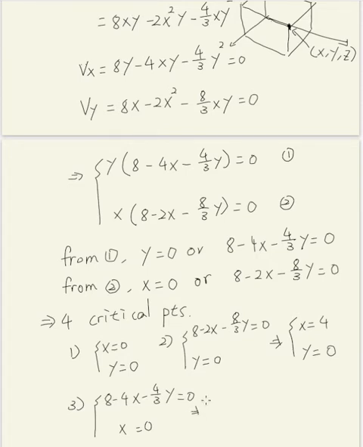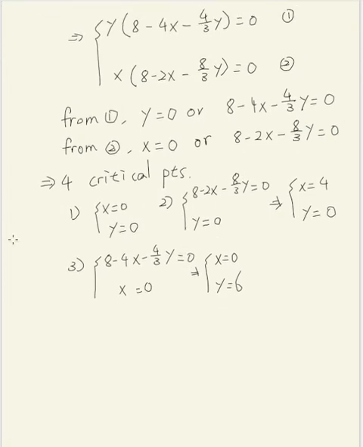Plug it in, you get x equals 0, y equals 6. The last one, 8 minus 4x minus 4 over 3y equals 0, and 8 minus 2x minus 8 over 3y equals 0. This requires a little bit of calculation.